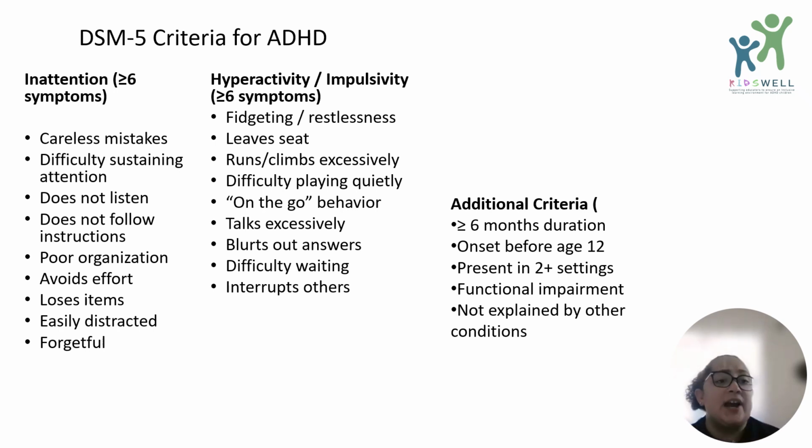So let's see the DSM-5 criteria for ADHD. We have 3 parts. The first part is about inattention, and someone with ADHD has 6 or more of these symptoms. Then we have hyperactivity and impulsivity, where someone with ADHD must also have 6 or more, and also the additional criteria.